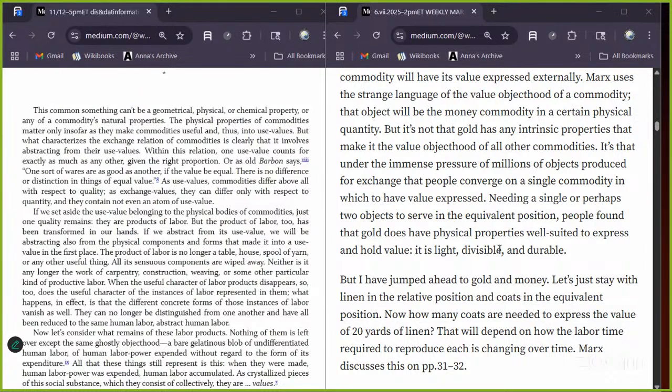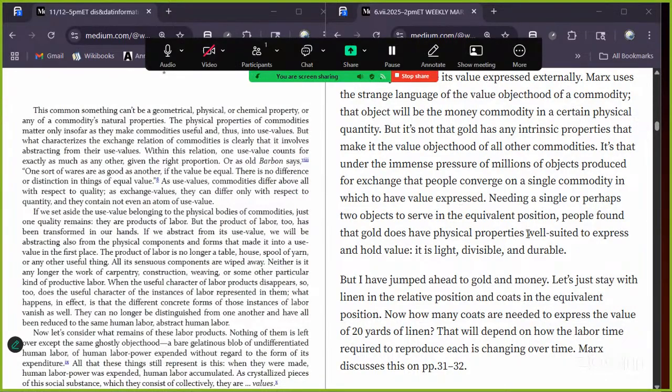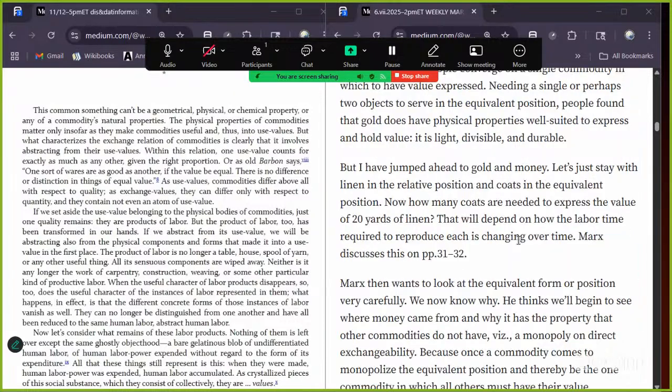Needing a single or perhaps two objects to serve in the equivalent position, people found that gold does have physical properties well suited to express and hold value. It's light, it is divisible, and it is durable. But I've jumped ahead to gold and money. Let's just stay with linen in the relative position and coats in the equivalent position.